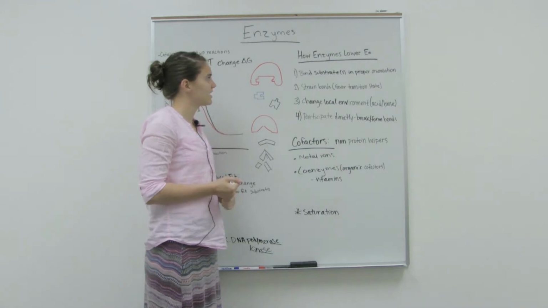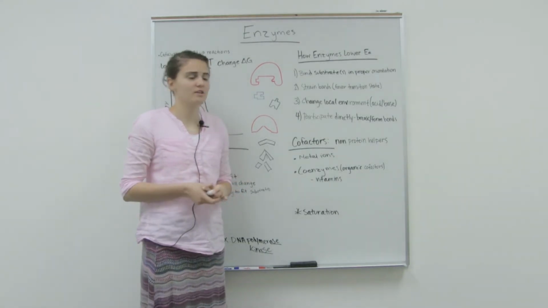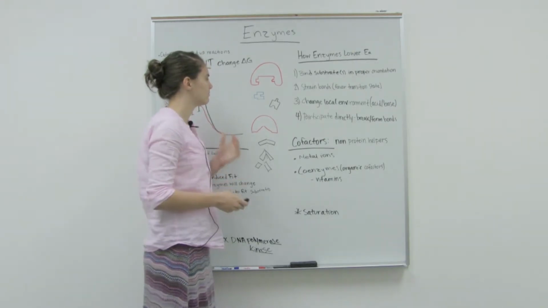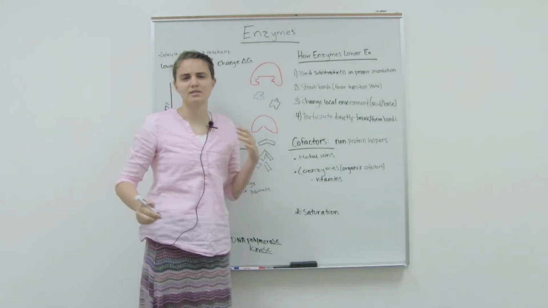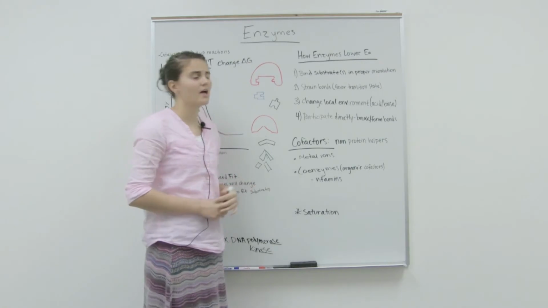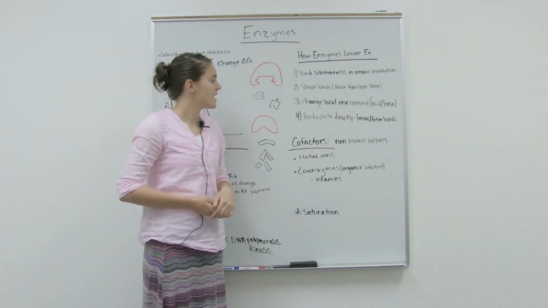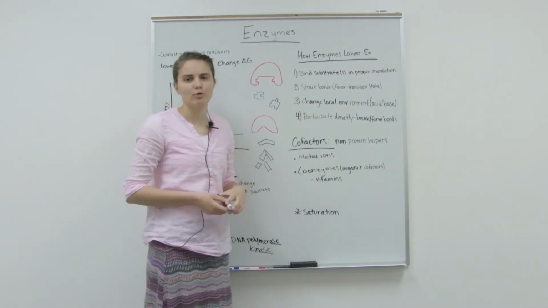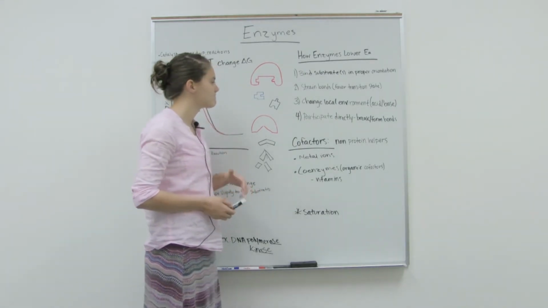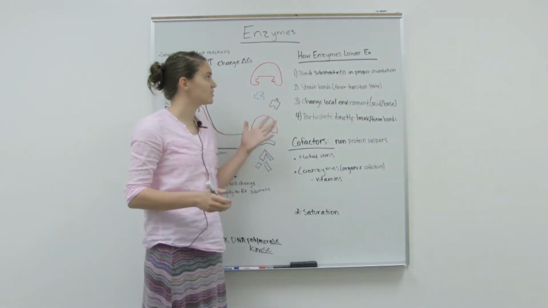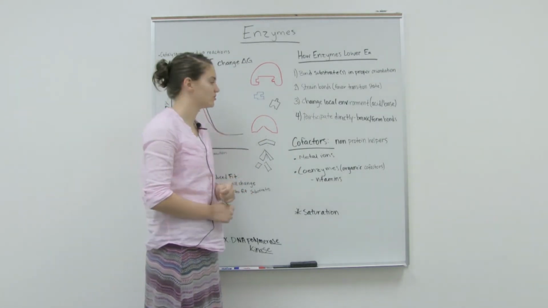Other things that enzymes do to lower activation energy is they change the local environment. Some reactants need to be in certain environments, acidic or basic, and the enzyme can do that. And last, it participates directly in the reaction, so it breaks and forms bonds. There are lots of different examples of that happening. So those are the four ways that enzymes lower the activation energy.